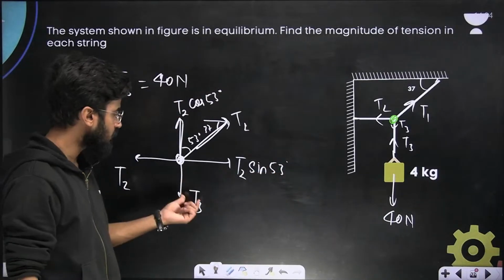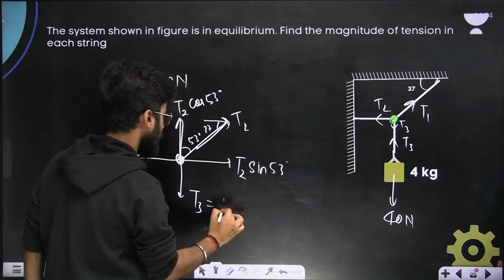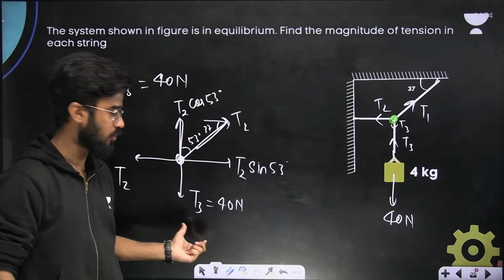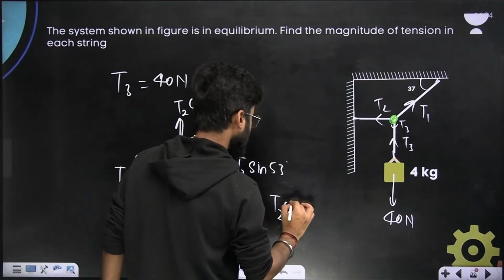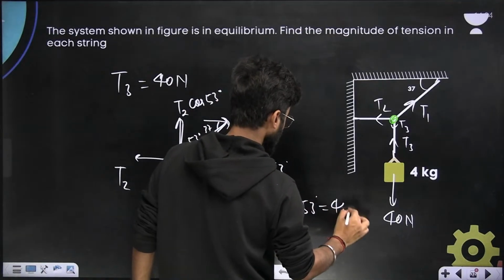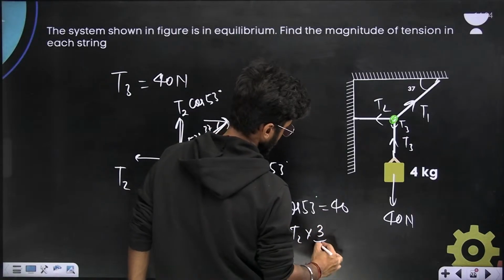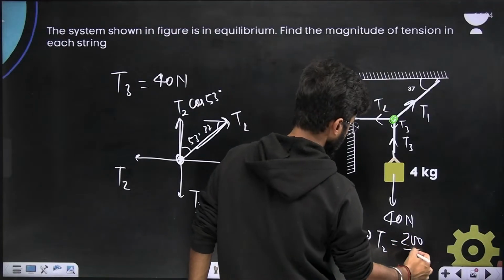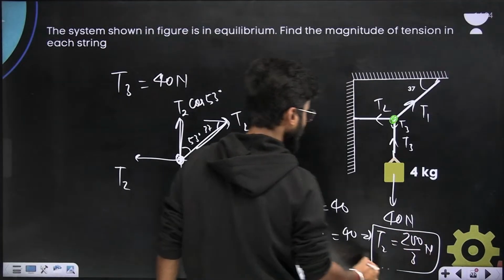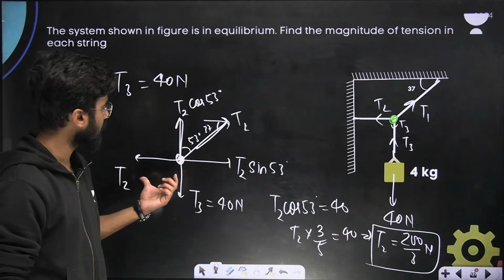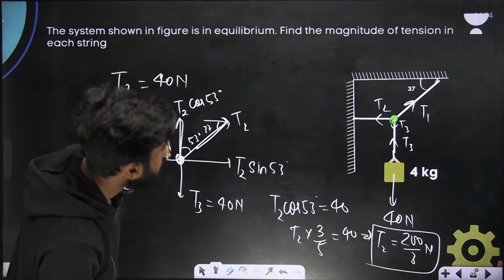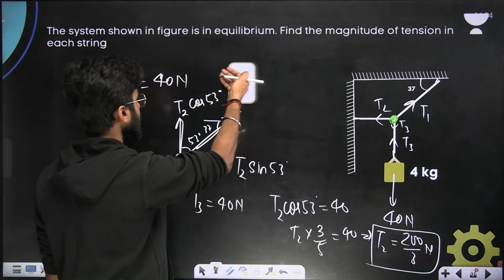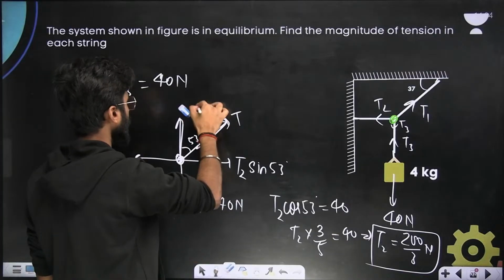Now since we have found the value of T3, which equals 40 Newton, we'll simply write that this point is also at rest. So upward force equals downward force, meaning T2 cos 53 equals 40. T2 into 3 by 5 equals 40, so T2 equals 200 divided by 3 Newton. So this is the value of T2. Now what is remaining? We have to just calculate the value of T1. This is T1.